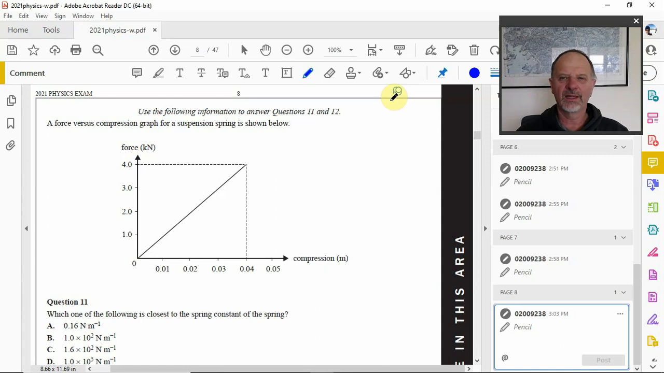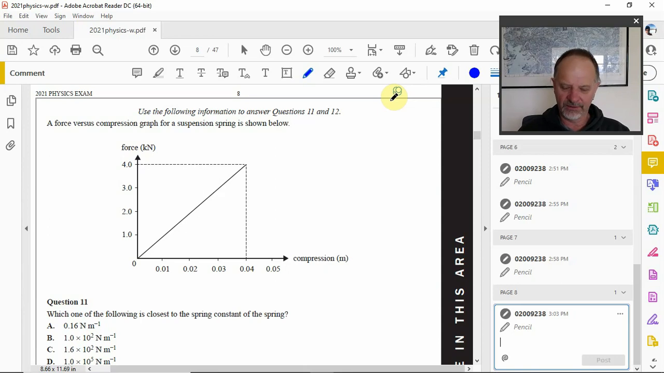Okay, here we are back again for the VCAA 2021 physics exam, section A, and so we're up to question 11. And so we've got some information here to answer questions 11 and 12. Okay, so a force versus compression graph for a suspension spring is shown below.